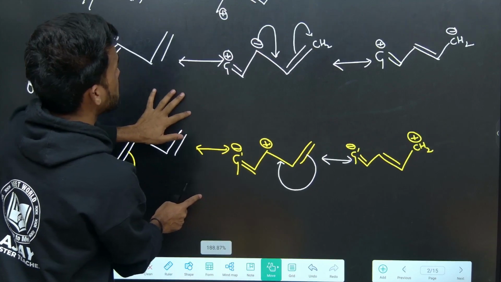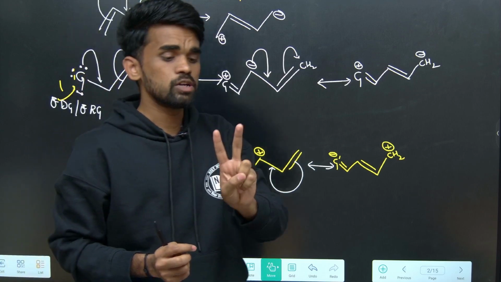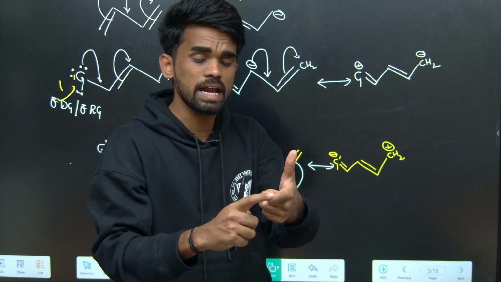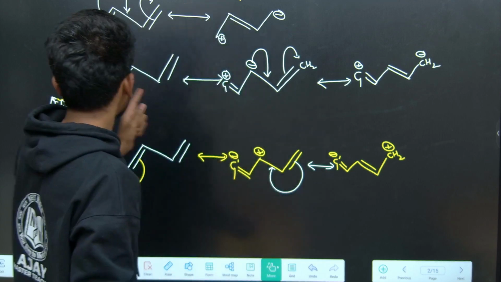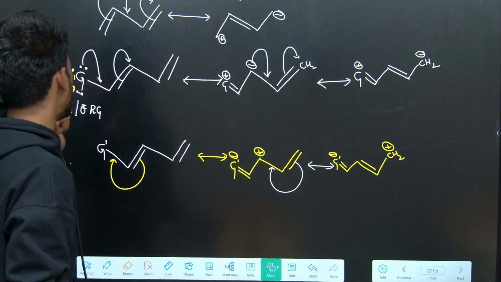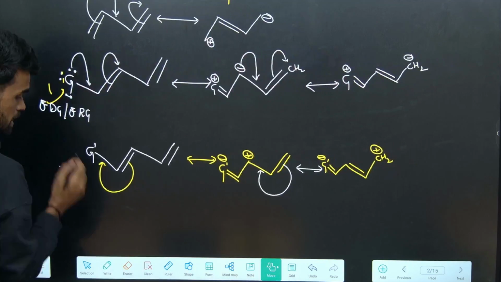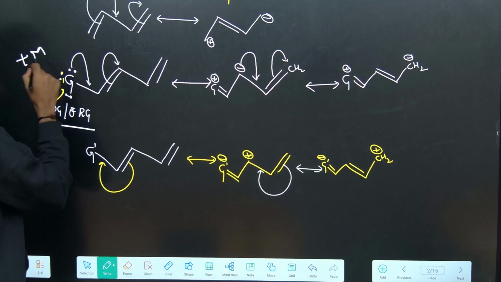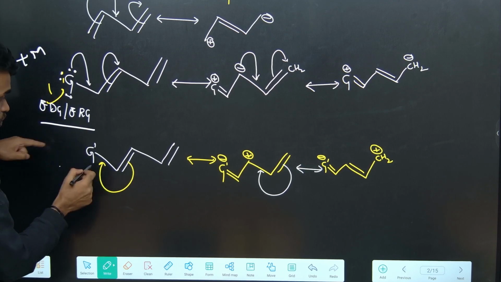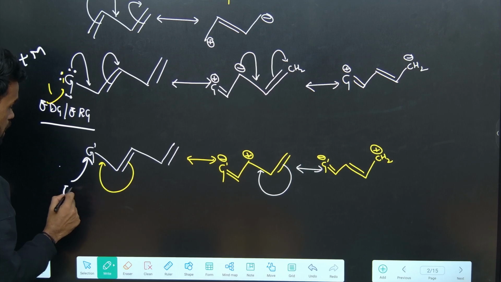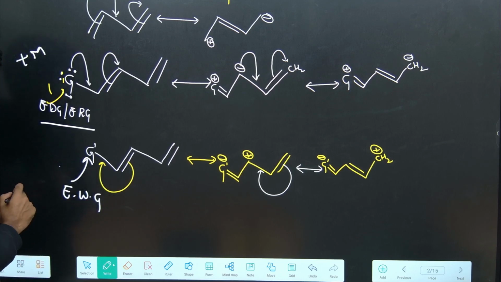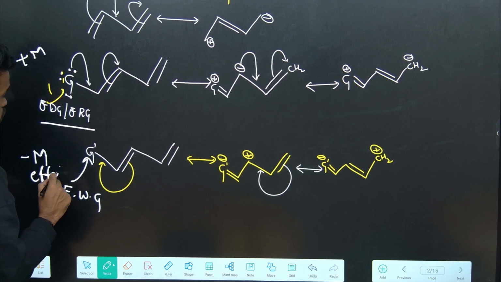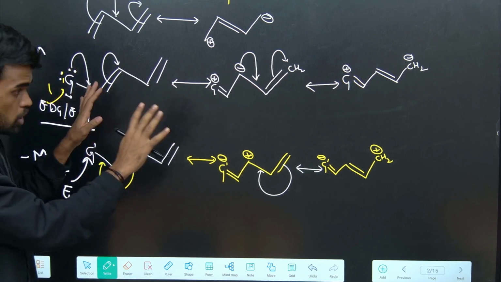Okay, so we have two types of mesomeric effect. One is plus M effect and another one is minus M effect. In the first case, when an electron releasing group is attached, we say plus M effect. When an electron withdrawing group, this G dash, is present, we say this is minus M effect. So I hope these two effects are clear with these normal conjugative systems.